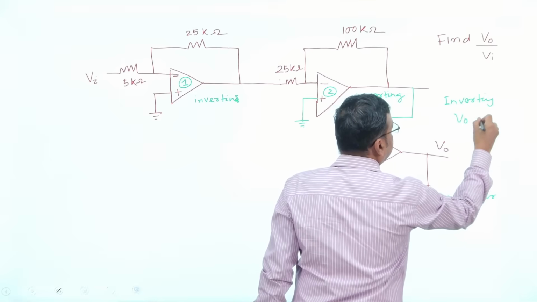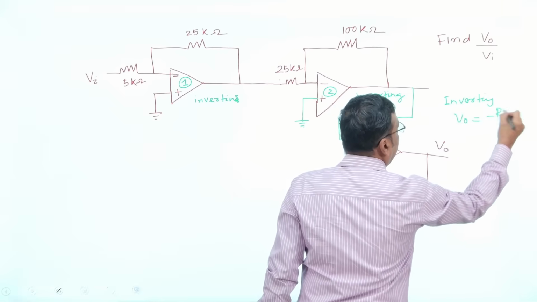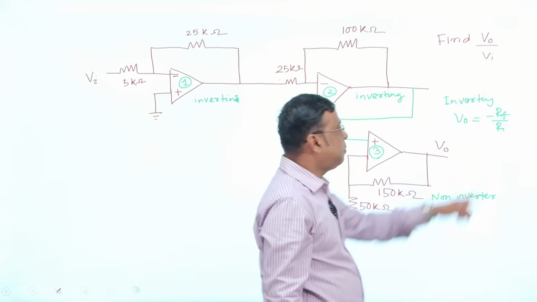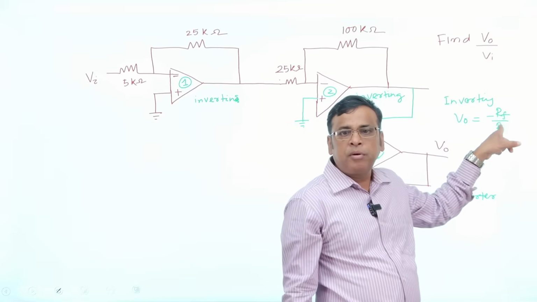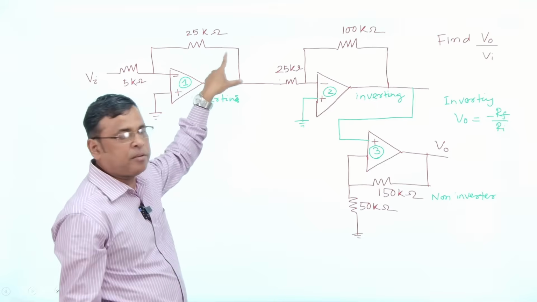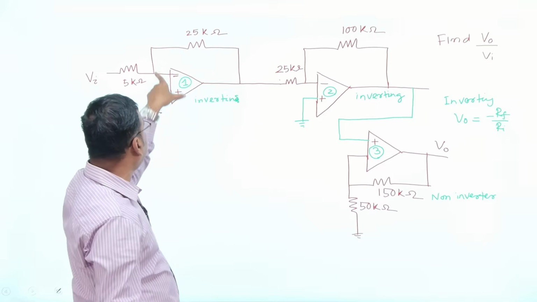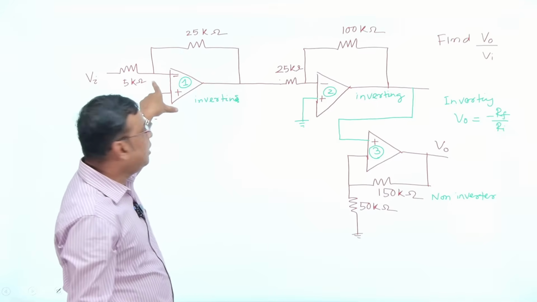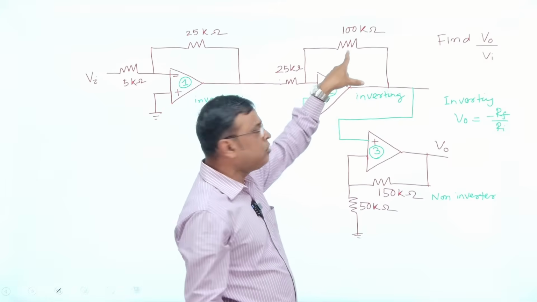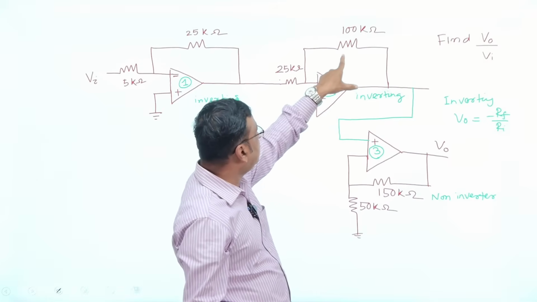Already you know, in case of op-amp, in inverting case, V0 equal to what? Minus RF by R1. RF is nothing but feedback resistor, R1 is nothing but input resistor. In case of here RF, feedback resistor, means output of the op-amp 1 is given to the input, that's why it is a feedback. It is also output is connected to the input, this is also feedback. So that's why this is your feedback.